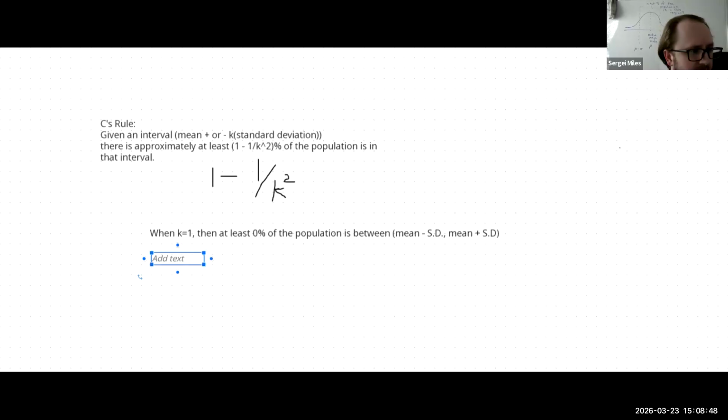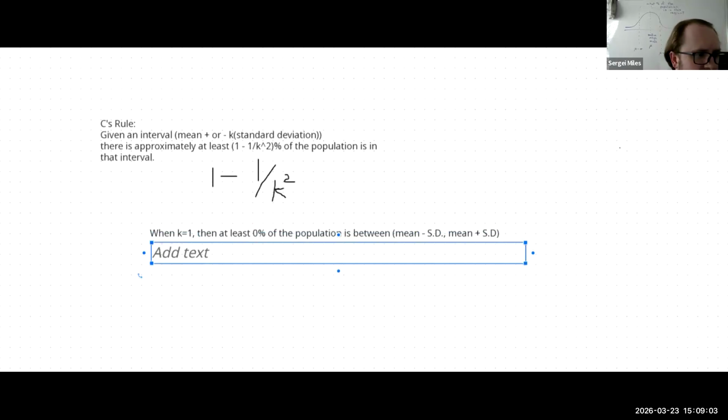When k equals 2, well, now I'm looking at the average plus or minus. Oops, I didn't want to do that. Apologies. Here we go. When k equals 2, then at least, well, that would be 1 minus 1 divided by k squared. 2 raised to the second power is 4. This would be 1 minus 1/4, or in other words, 3/4. Now you put that in a calculator. 3/4 is equal to 0.75, which is a decimal, but as a percentage, that is 75%.